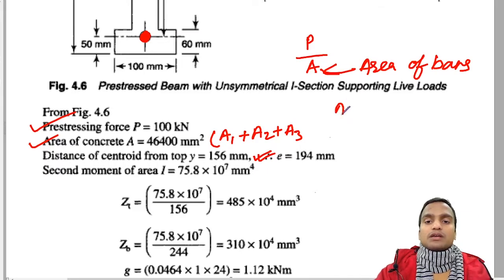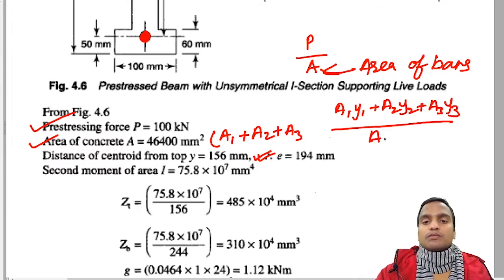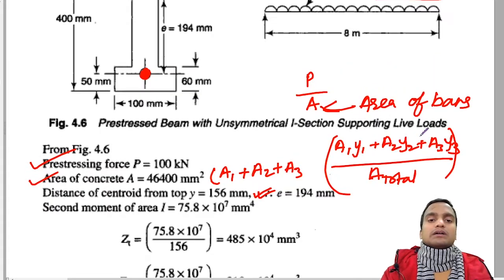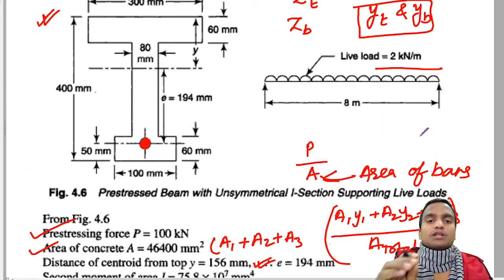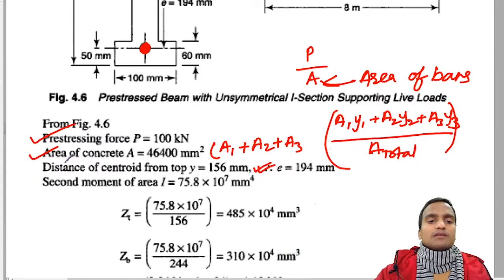How it is done? A1 y1 plus A2 y2 plus A3 y3 divided by A total. All right, and y1, y2, y3 are the distance of the centroid of A1, A2, A3 from the top. Okay, so this is very simple, and if you do this, we will calculate the distance of centroid from top. Y is equal to 156 millimeter.